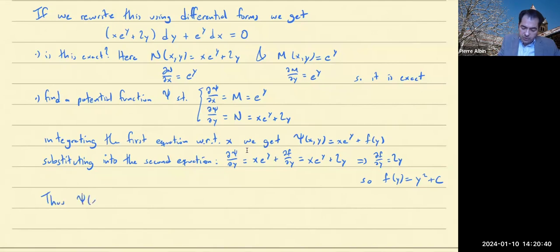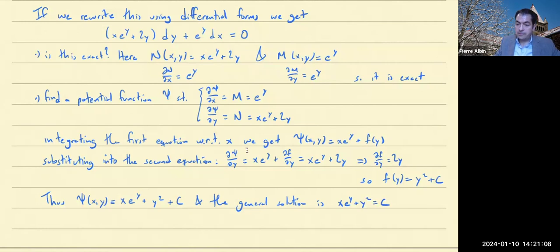Thus, our potential function is x e to the y plus f of y, but f of y is y squared up to some constant. And the general solution is x e to the y plus y squared is equal to a constant.